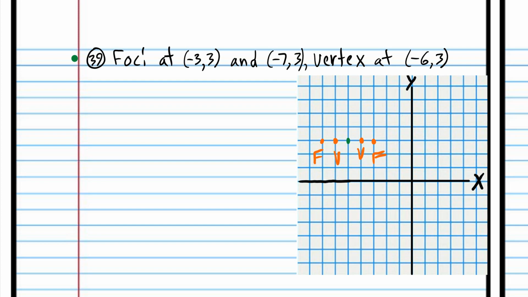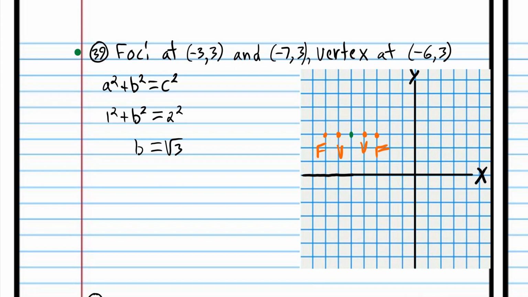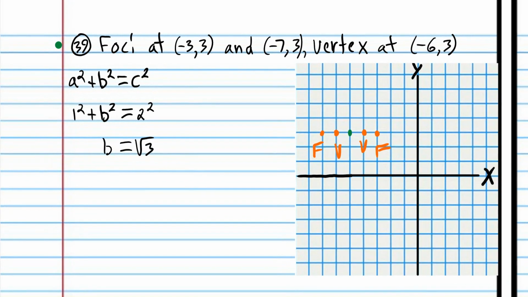So now we can write our formula. A squared plus B squared is equal to C squared. A is 1. B we don't know. C is the distance from the center to the foci, which is 2. So A is the distance from the center to the vertices. So B is equal to root 3. And so now we can draw our hyperbola. So root 3 is approximately 1.7. So we're going to go up 1.7 and down 1.7, and then we can make our box.